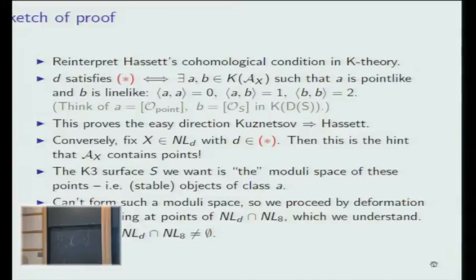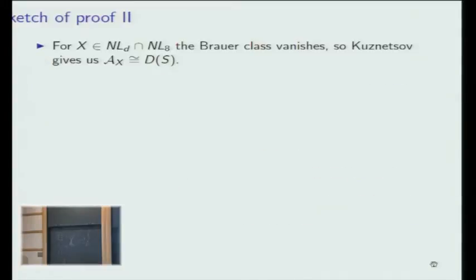So we first do the thing I said before. We prove the intersection is non-empty. And then the Brauer class vanishes. So we use Kuznetsov's description now, because we're on NL8. And the Brauer class vanishes because we've intersected with NLD.